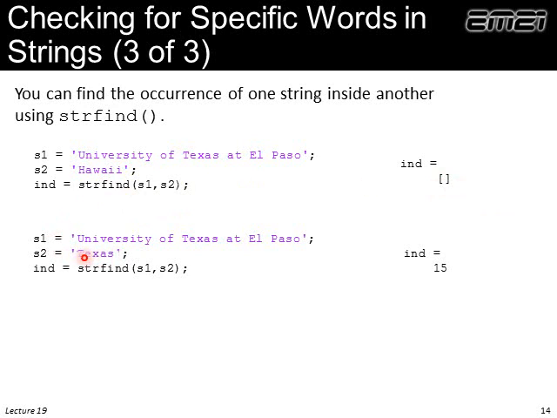Well, maybe we want to find where the word Texas is in this string, University of Texas at El Paso. So we do the strfind, and it comes out with the number 15. So the fact that this is not empty means there is that word in there, and that tells us where that word occurs. So let's count. 1, 2, 3, 4, 5, 6, 7, 8, 9, 10, 11, 12, 13, 14, 15. So Texas begins at the array index of 15.